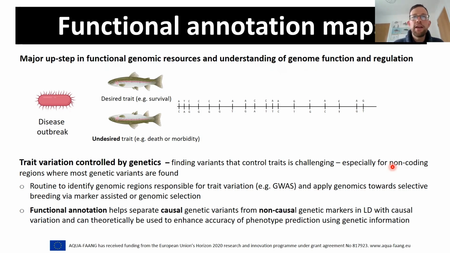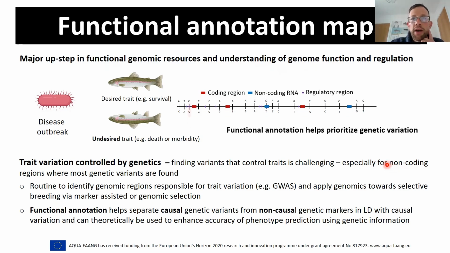And the idea in theory is that functional annotation can help us prioritize and identify causal genetic variants, particularly where it's most hard to do so in non-coding regions, identifying variants that overlap with regulatory regions that are activated or repressed under different biological conditions, or in animals that might have different traits. And this information may improve the accuracy of precision breeding methods, though this idea is still very much in evolution and is something being investigated within AQUA-FAANG ideally.